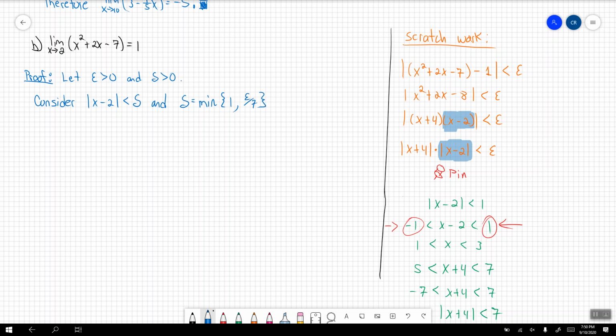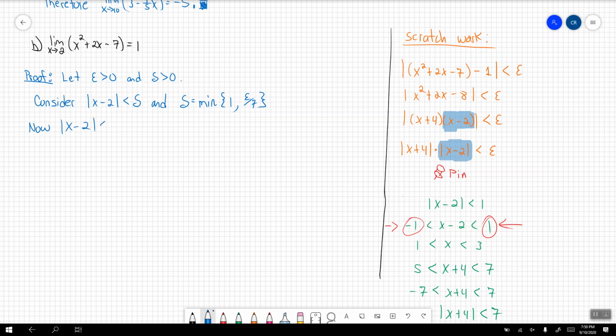And what I mean by saying that delta is equal to min of that set is that delta is equal to the minimum value of 1 or epsilon over 7. Therefore, delta can take on one of those values. Whichever value it takes on, it will automatically get us the correct answer that we need. So, we're going to keep going. Now, we're going to start building the work.